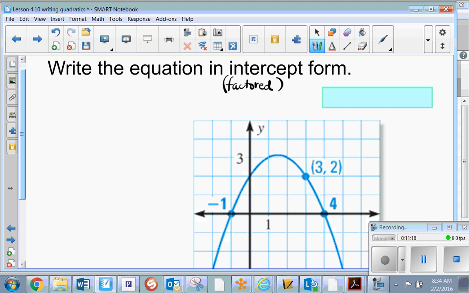All right, I'm just going to jump right to it because I know this is my p and this is my q. So I know that in factored form, I need an a. This is going to be x minus negative 1, so plus 1, and x minus 4. And then for emphasis, they showed me that this 3, 2, this x, y, I can use to plug in. So my y is 2, x will be 3.